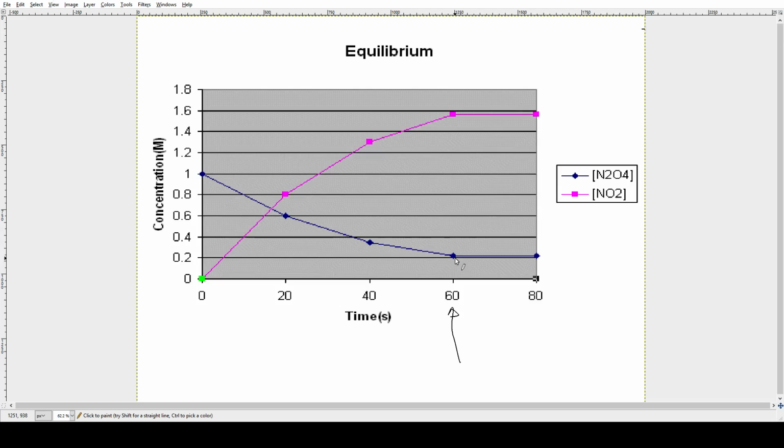And you can tell because at that point the concentrations stop changing. If you look at the y-axis here, the concentration is 0.2, so N2O4 at 60 seconds stays at a concentration of 0.2. It just continues on at that concentration. And the same thing with NO2, it reaches a concentration of just under 1.6 and it stays at that concentration. The reaction is still going. We are still forming NO2 and forming N2O4. They are just kind of canceling each other out to where you get the same concentrations at all times.